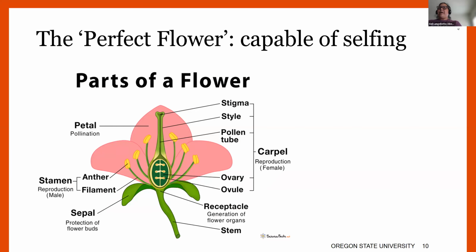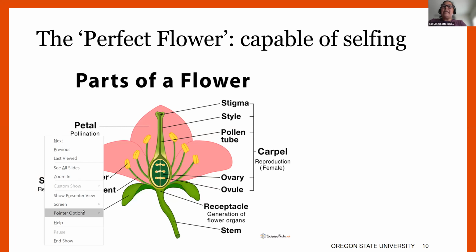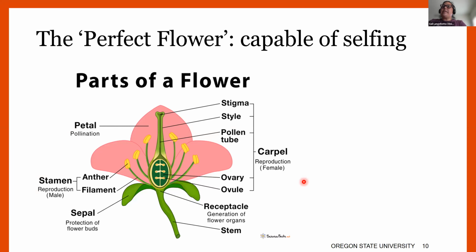I want to talk a little bit about the perfect flower, which is a flower that is capable of self-pollinating to some degree. The typical parts of a flower are the sepals and the petals. We also have the male reproductive parts, the anther and the filament, as well as the female reproductive parts, the pistil or carpel, composed of the stigma, style, pollen tube, ovary, and ovules. Any flower which has all four of those components, petals, sepals, stamens, and carpels, is considered a perfect flower.